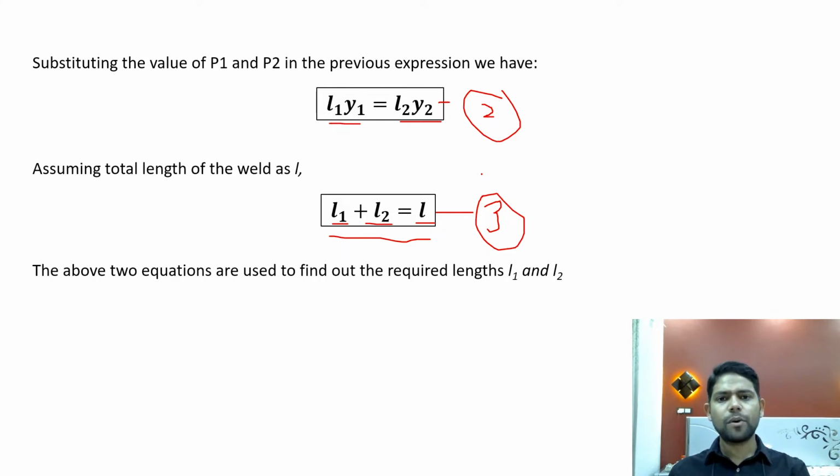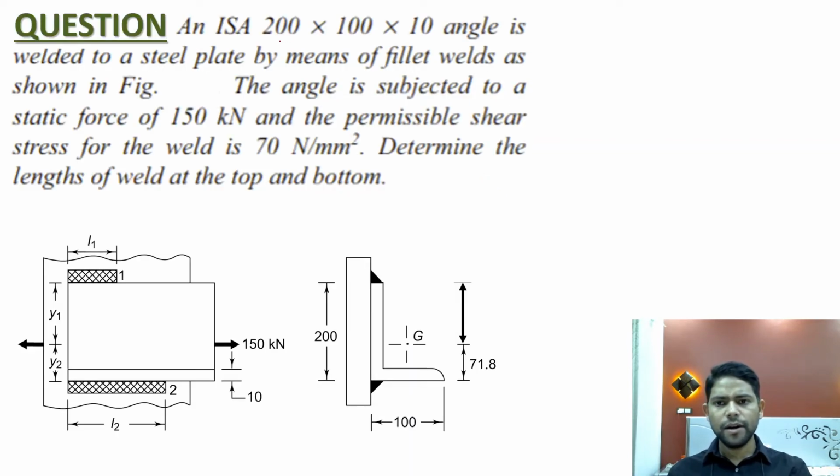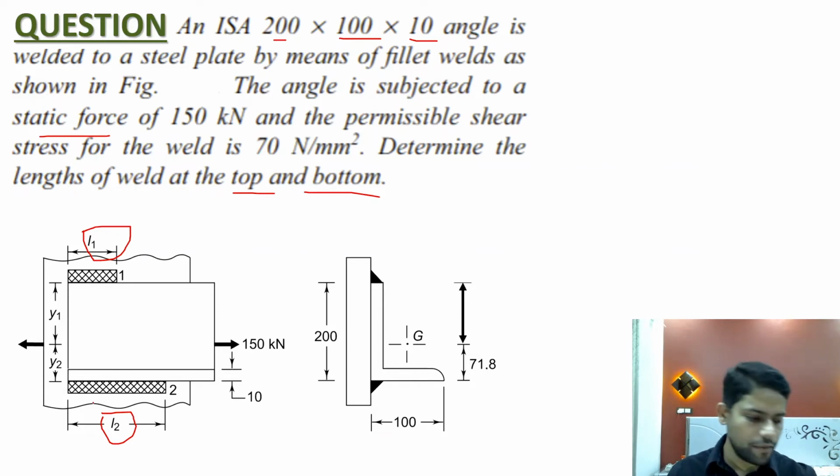Now let's try to solve a problem on this topic, which says that a 200 by 100 by 10 angle is welded to a steel plate by means of fillet welds, as shown in the figure below. The angle is subjected to a static force, mind it, a static force of magnitude 150 kilonewton, and the permissible shear stress for the weld is 70 megapascal. Determine the length of the weld at the top and bottom. So the question wants us to find the length L1 and the length L2, which are the length of the weld at the top and the length of the weld at the bottom.